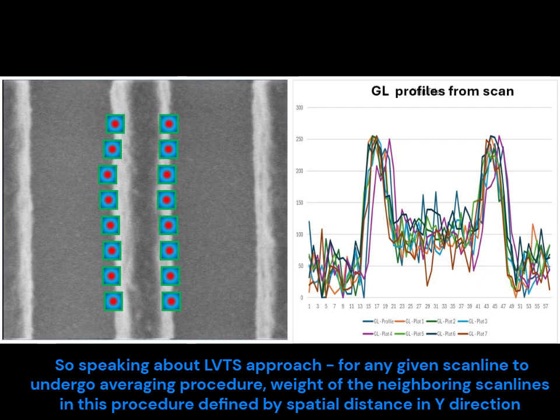So, speaking about the LVTS approach, for any given scanline to undergo the averaging procedure, the weight of neighboring scanlines in this procedure is defined by spatial distance in the y direction.